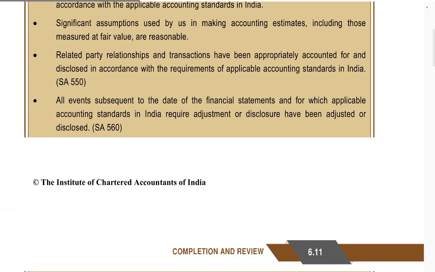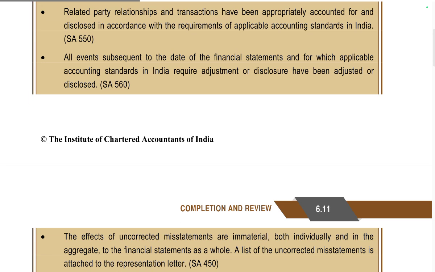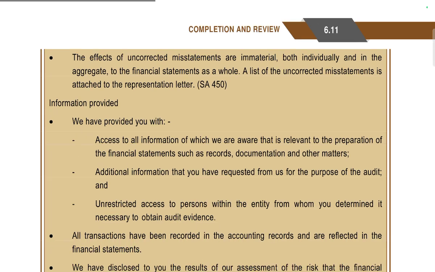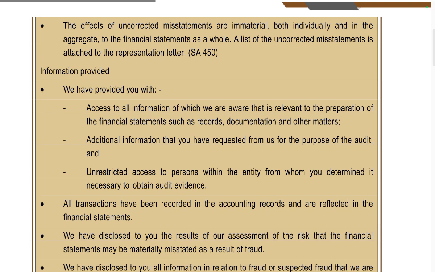Related party transactions have been appropriately accounted for and disclosed in accordance with the requirements of the applicable accounting standards in India. All events subsequent to the date of the financial statements that require adjustment or disclosure have been adjusted or disclosed, as per SA 560. The effects of uncorrected misstatements are immaterial, both individually and in aggregate, to the financial statements as a whole. A list of uncorrected misstatements is attached to the representation, as per SA 450.